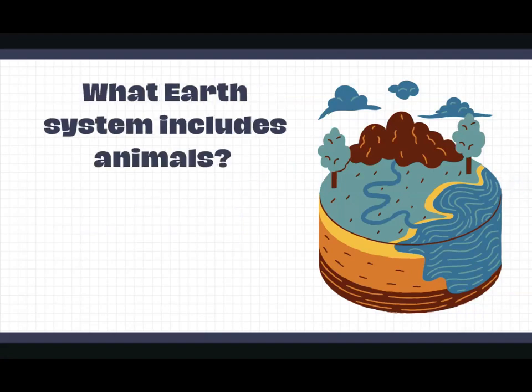What Earth system includes animals? And there's more than one right answer to this too. It's either the crust or the one that starts with a G that we saw. Oh, those are the different layers of Earth.